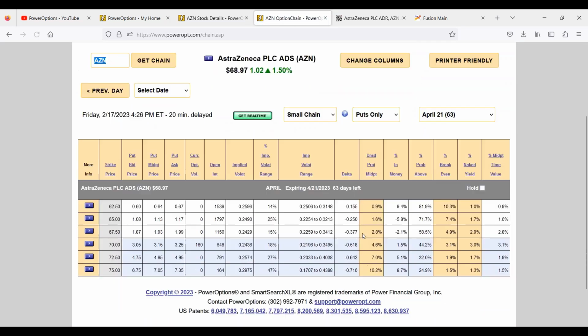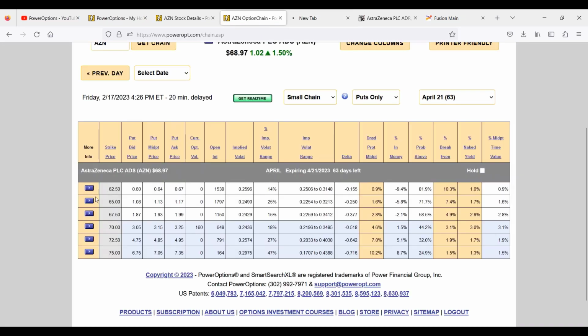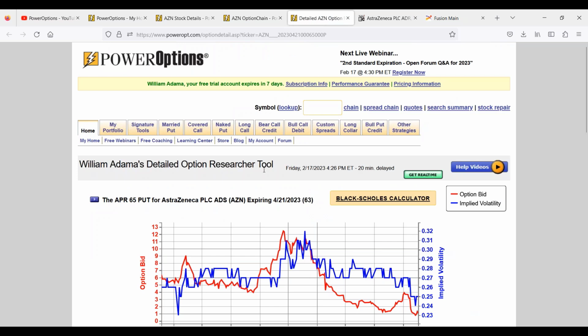April 21st, 65 strike put, currently at 1.13. Now, on Power Options, since this option is still available, I'm going to go to Research, and then Put Research. The reason I'm going to the Put Research tool is that it shows me a graph of the option price over time compared to implied volatility and the underlying stock price.